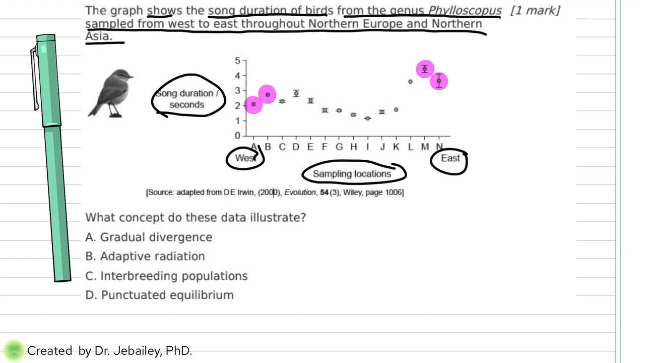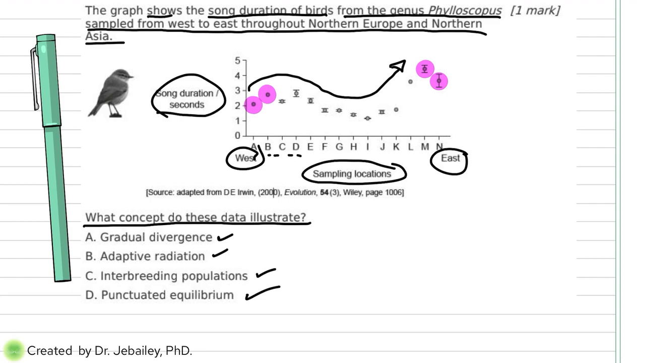Now, the question says here, what concept do these data illustrate? Is it gradual divergence? Is it adaptive radiation? Is it interbreeding population, or is it punctuated equilibrium? So this is where we have to figure out which one of these answers it is. If we're talking about gradual divergence, you can see that there is a change gradually, right, as it moves along. And what I mean by that is that there are different species. You're going from the west, and then with time, they're gradually having a better, stronger singing.